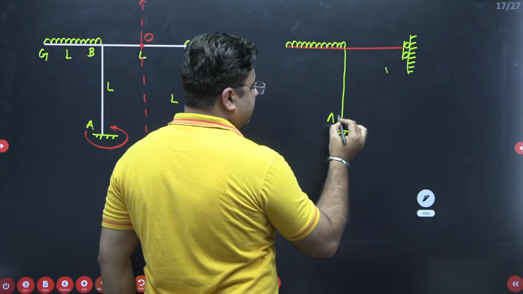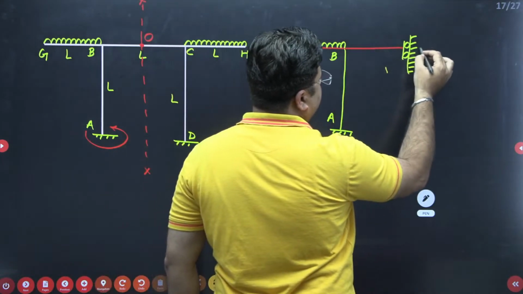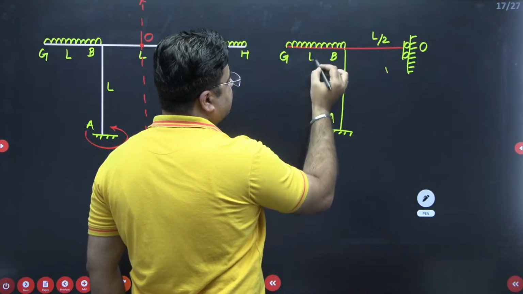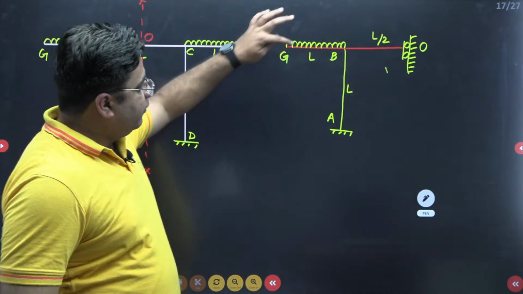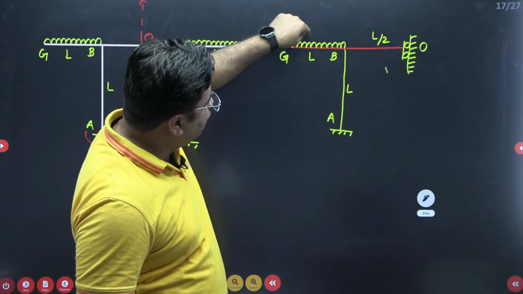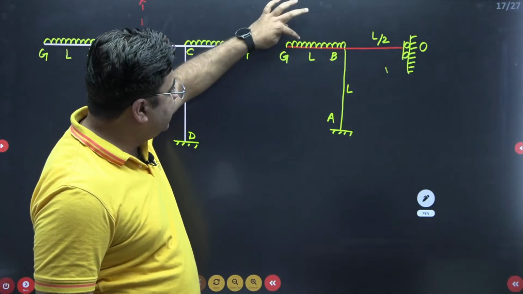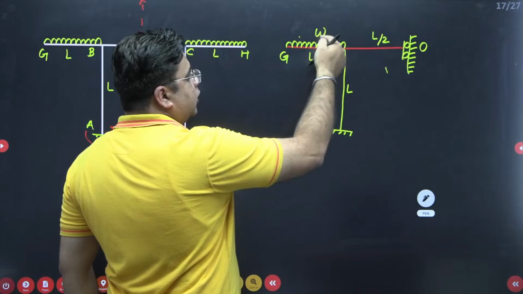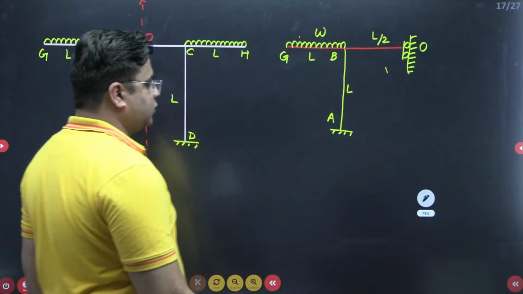This is point A, this is B, this is G, and this is point O. Now the length of this member is L by 2, the length of this member is L, and the length of this member is L, right? When you observe this joint B, this overhang is going to give some moment about point B, and that will be equal to W L square by 2. This is W. So the moment due to this overhang at joint B is W L square by 2.